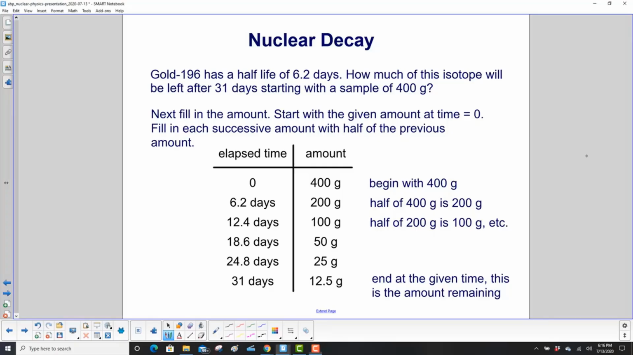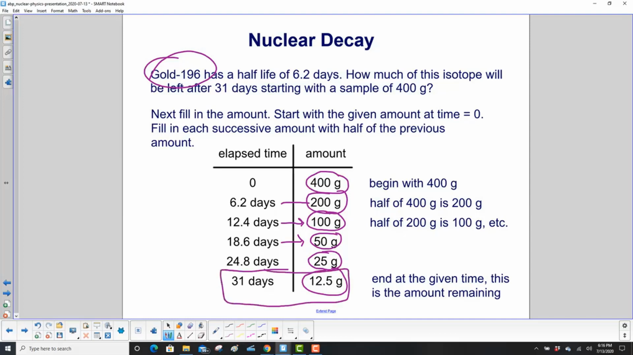Now you fill in the amount. We started with 400 grams when we first were delivered this particular isotope, and then after one half-life, which is 6.2 days, you cut it in half. So I have 200 grams. Another half-life, cut it in half again. Another half-life, getting a little monotonous, going down to 50, then to 25, then down to 12.5, and can we stop? Yep, because what did the problem ask for? How much was left after 31 days? So the answer is 12.5 grams.